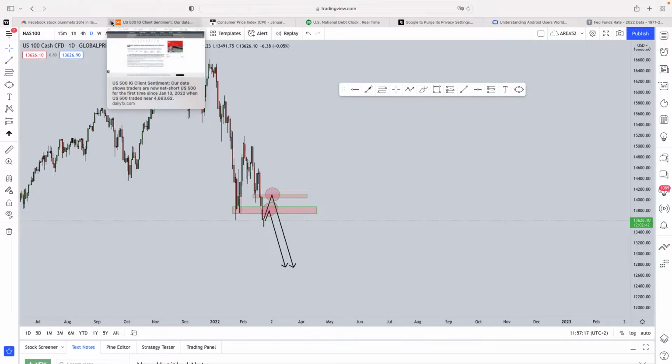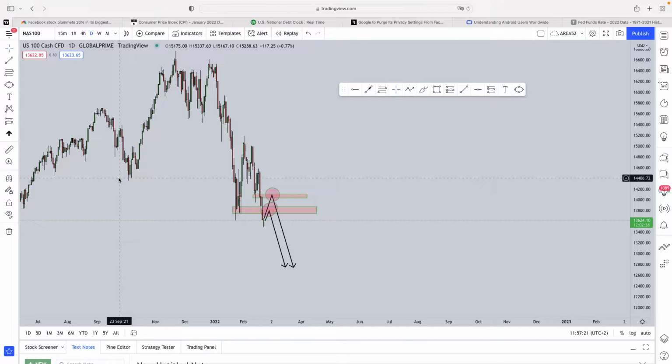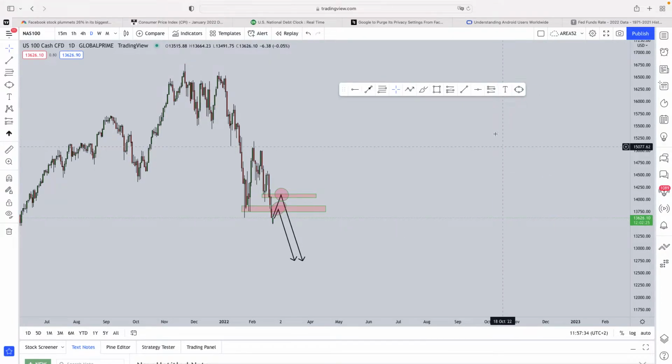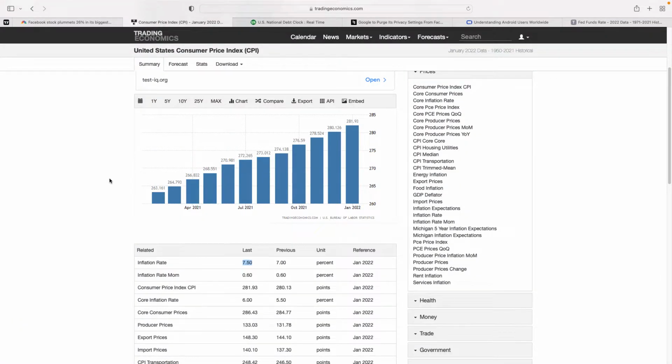Now, if you think about the NASDAQ in general, NASDAQ is a composite that's made up of 100 electronic companies in the US, mainly Apple, Amazon, Google, Tesla, as well as Facebook. Now, if we go and look at what the CPI data tells us, the CPI, the consumer price index, gives us an indication in terms of how consumers are spending.